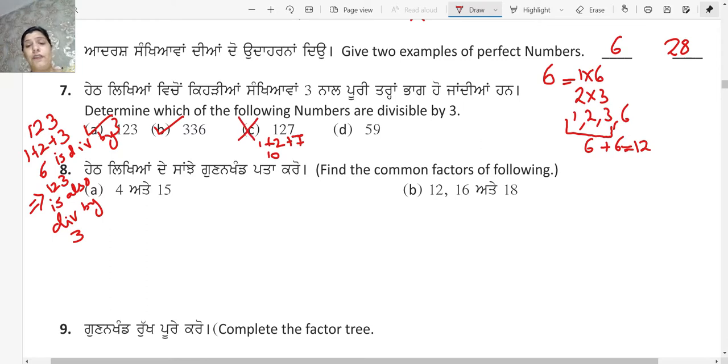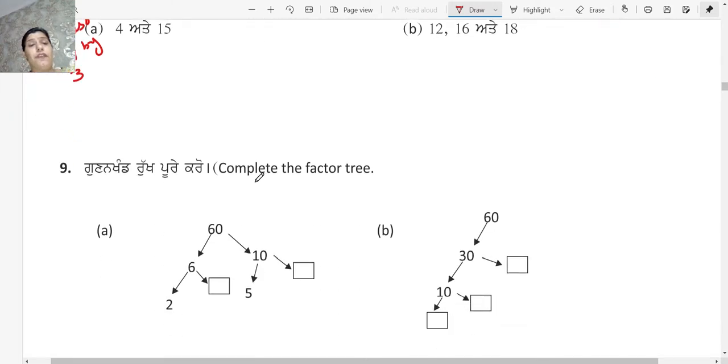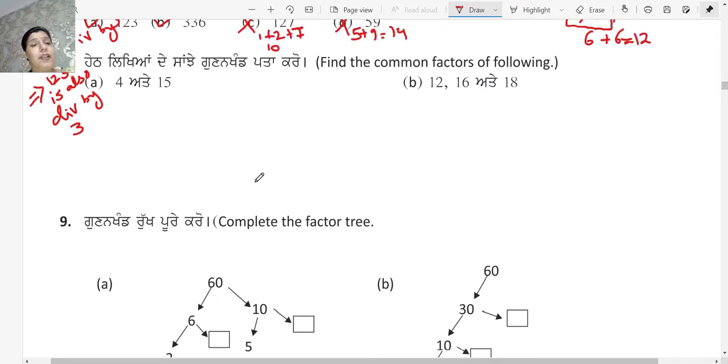The next is 59. 5 plus 9, that gives you 14, and 14 is not divisible by 3. So 59 will also not be divisible by 3. Moving on to question number 8, you have to find the common factors. बेटा अभी हमने जो फर्स्ट क्वेश्चन किया था उसमें हमने एक नंबर के फैक्टर्स निकाले थे. Now we are given two numbers, दो नंबर्स दिए हुए हैं, हमने उनके आपस में कॉमन फैक्टर्स निकालने हैं.